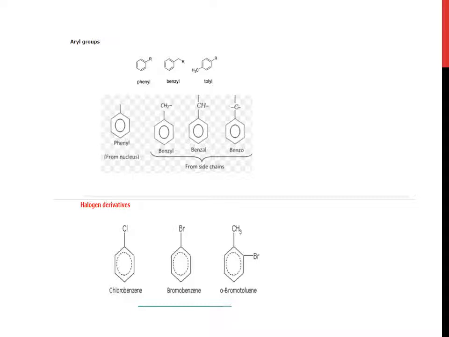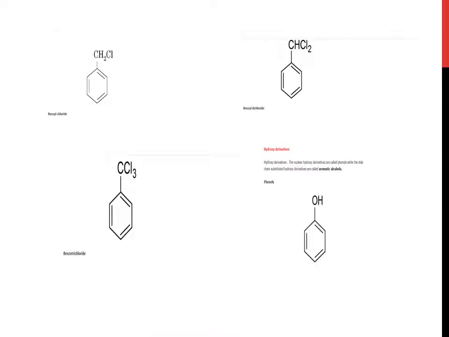Now halogen derivatives. Chlorobenzene, bromobenzene. Here CH3 and Br are on adjacent positions, that is position 1 and 2, so it is called orthobromotoluene. CH2Cl, this is benzyl chloride. Next CHCl2, when on the benzene ring it is benzal chloride, and when the benzene ring contains CCl3, it is benzotrichloride.